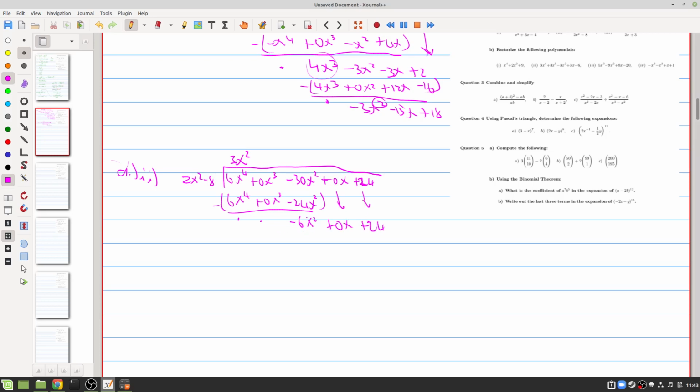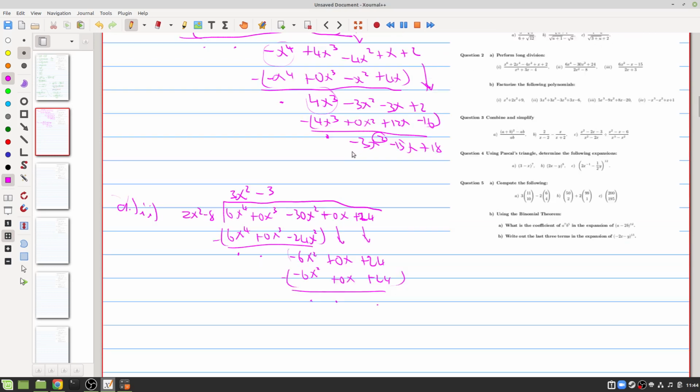Now we repeat the process. So negative 6x squared divided by 2x squared is going to be negative 3. Multiply the negative 3 back in. So negative 3 times 2x squared is negative 6x squared. Negative 3 times negative 8 is positive 24. And we've got 0 x's. So we subtract that, and that just gives us 0. So then that is our answer. Good.